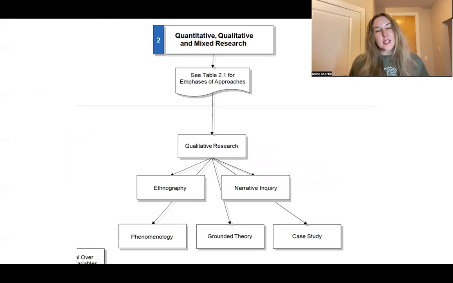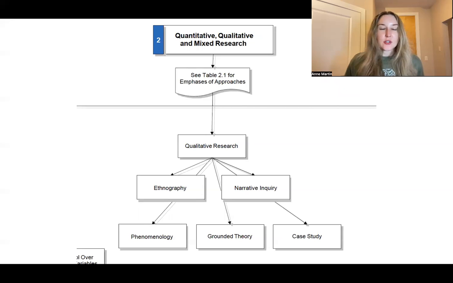And then the next part of this chapter talked about the main approaches for qualitative design. So there's many different approaches and sub-approaches within these, and we are going to spend some time going through these in the next part of the semester. But ethnography, where the researcher is becoming immersed in a culture, narrative inquiry, where they are focusing on having their participants tell a narrative or a story about their experience and then using that.